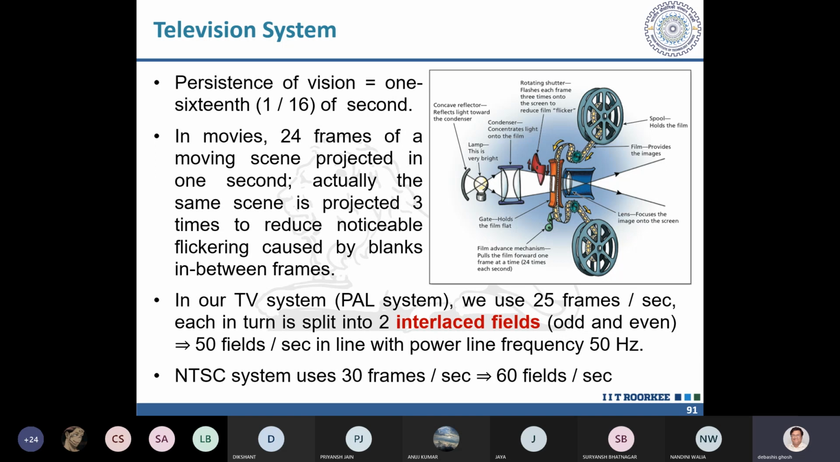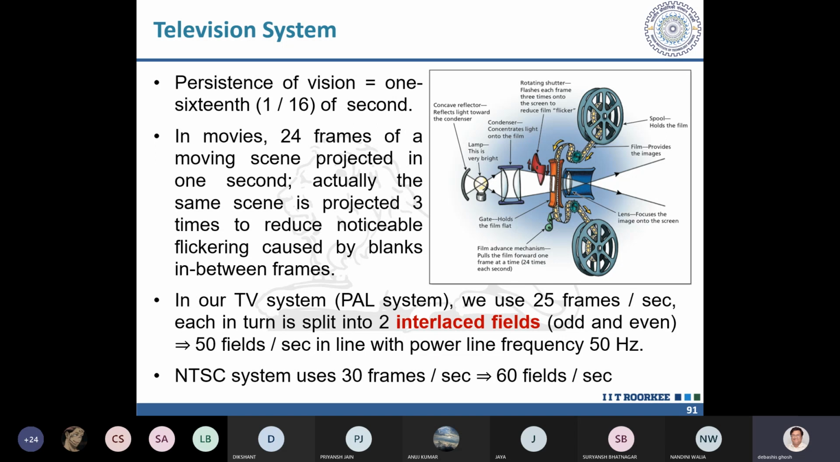So that is what people actually did here. By increasing the shutter speed, the shutter moves 3 times more frequently, and because of that, the blanks come more frequently, just like the fan speed, and the flickering is now reduced. All of this depends on how our brain perceives things. Based on that, people made all these developments.